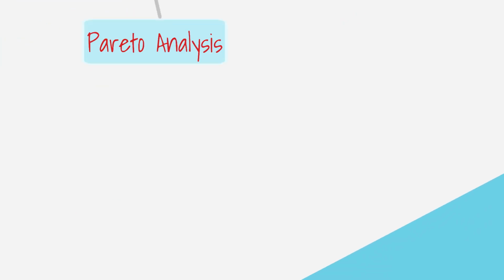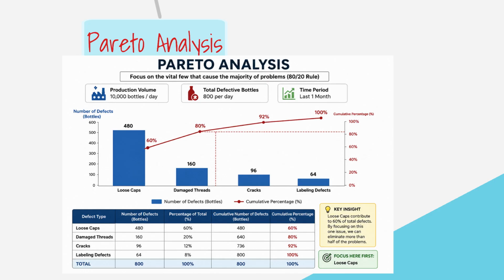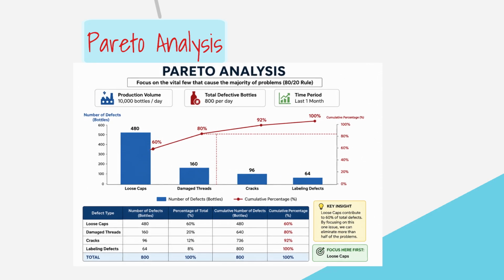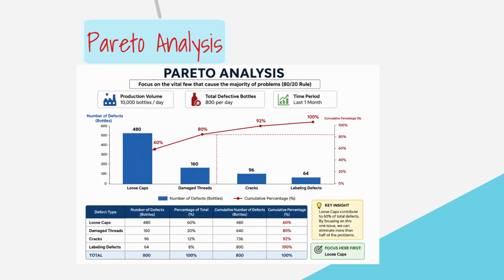The quality team reviews the data. Out of 800 defective bottles, 480 have loose caps, 160 have damaged threads, 96 have cracks, 64 have labeling defects. Loose caps alone account for 60% of all defects. So instead of chasing every issue, we focus on the biggest one. Loose caps. Now we know what the biggest problem is.